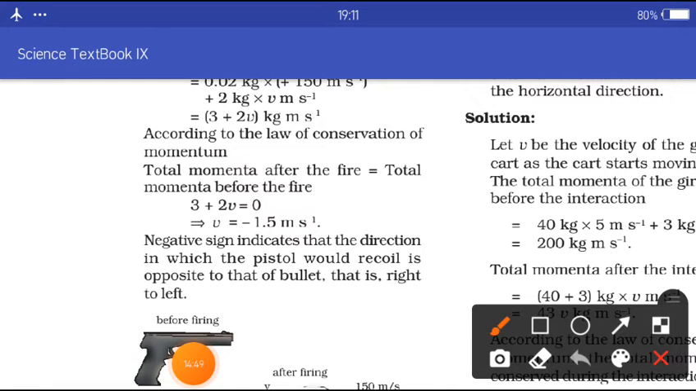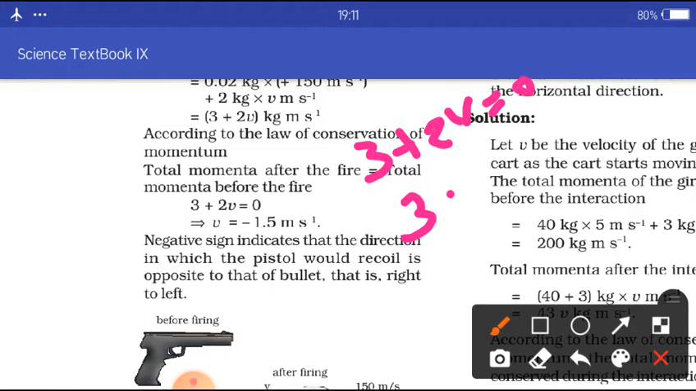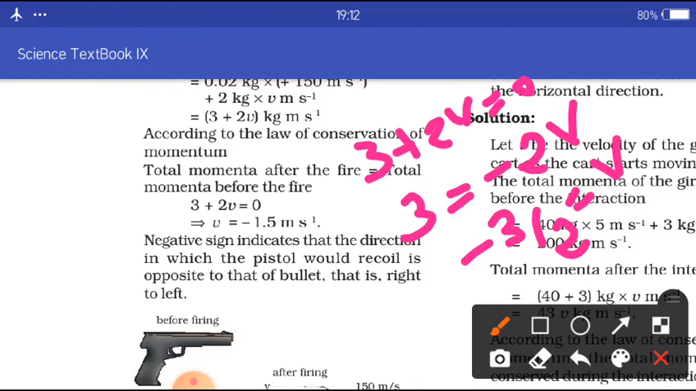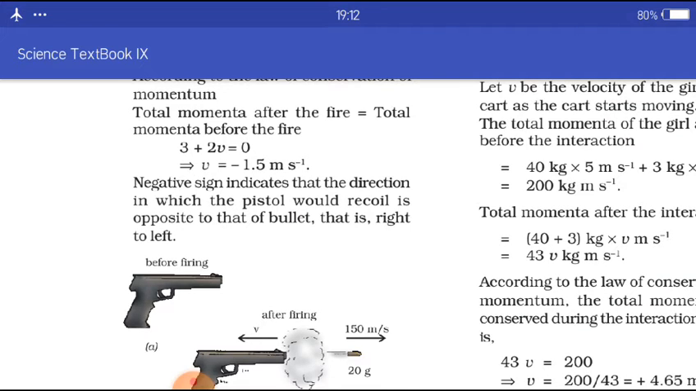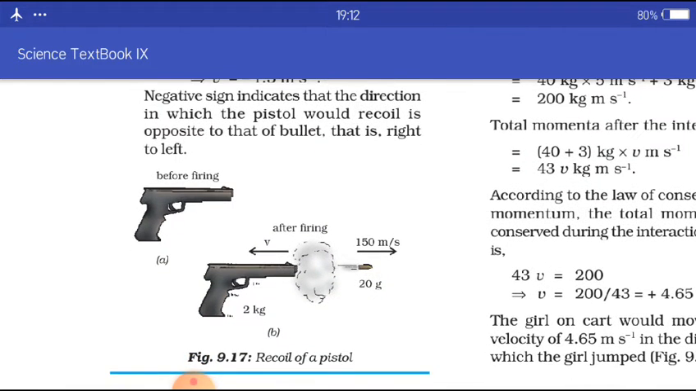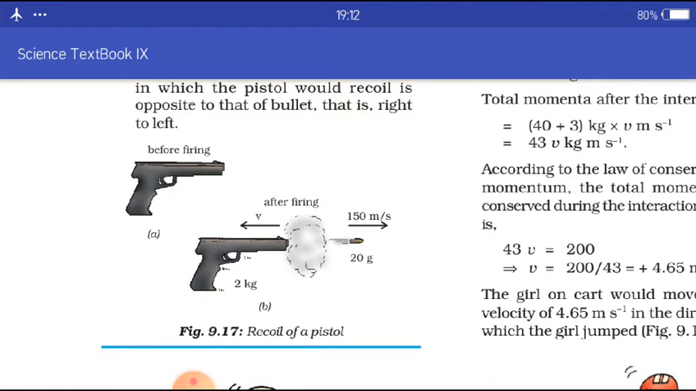So we see 3 plus 2V is equal to 0. So we write V is equal to -1.5. The negative sign indicates that the direction in which the pistol would recoil is opposite to that of the bullet, that is, from right to left. Okay, then the recoil of a pistol.